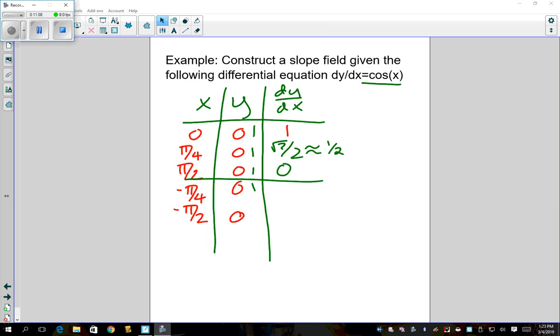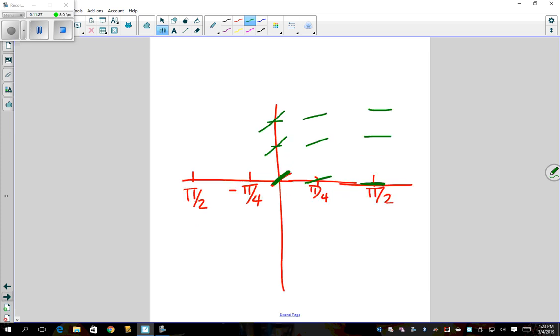So now for negative pi over 4, when I plug in negative pi over 4, I should, again, still get a positive root 2 over 2. I'm approximating to about 1/2. And then for negative pi over 2, that gets me 0. So going to my graph, pi over 4, we said was positive 1/2. So it's a little less steep. And then pi over 2 was 0, negative pi over 2. So I'm just going to also go a little bit below.